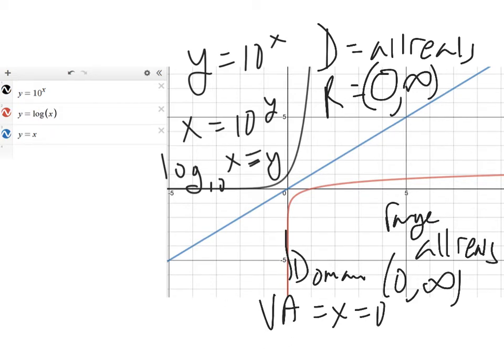And you can kind of see that if you think about the transformations. If I have log of x, that's not shifted left or right. It's just right at 0, so the vertical asymptote happens at 0. We can't take the log of 0 because that's not in the domain, okay?